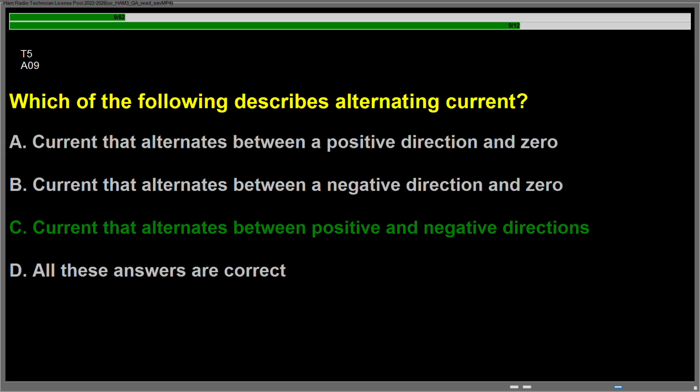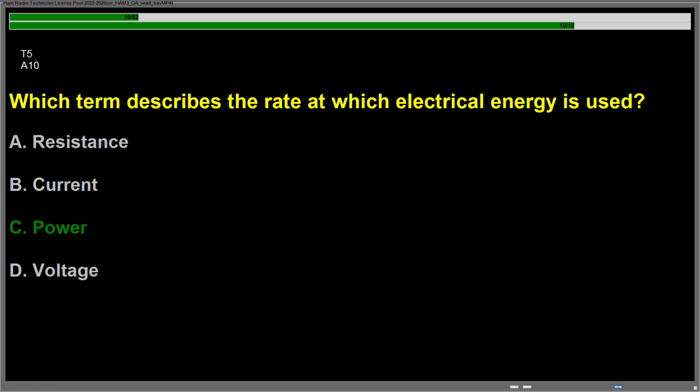Question Alpha 09, which of the following describes alternating current? Answer is C. Current that alternates between positive and negative directions. Question Alpha 10, which term describes the rate at which electrical energy is used? Answer is C. Power.